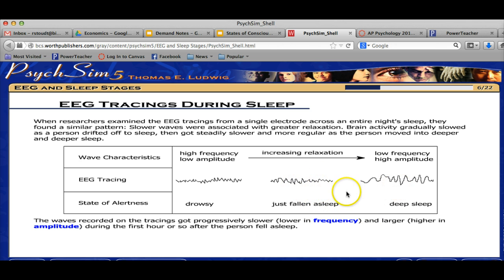And then when we get to the deep sleep, we have very low frequency. They're very spread out. You're very relaxed. It's very slow, but our amplitude is much higher. So our amplitude actually goes a lot higher when we're in a deep sleep.